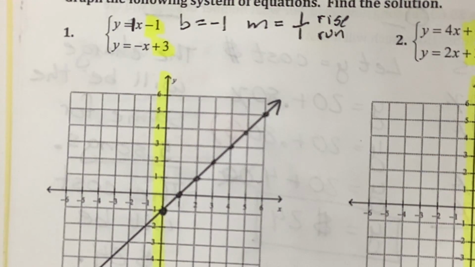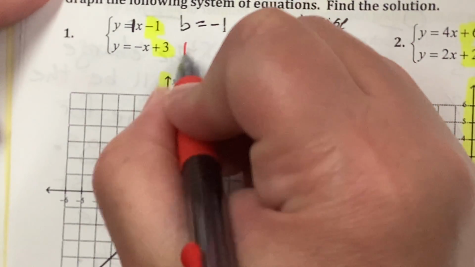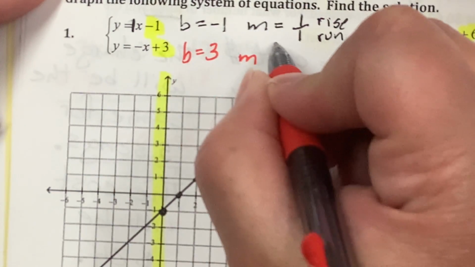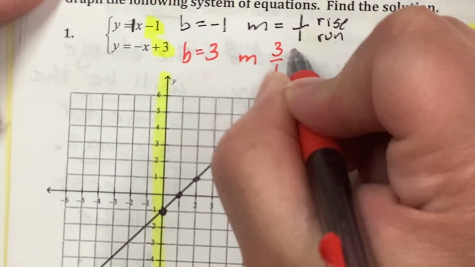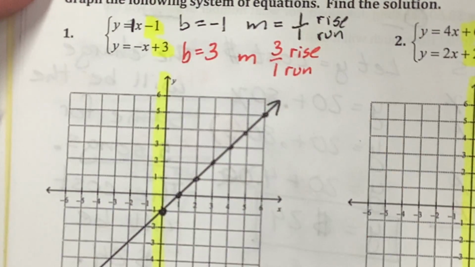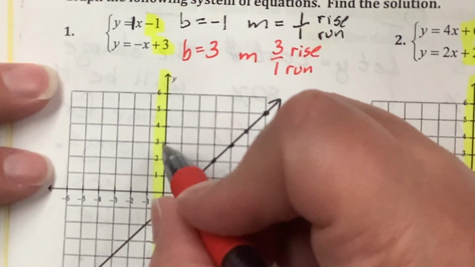I'm going to switch colors. B for this one is +3. And to get more points, I'm going to do 3 over 1. So I'm going to rise 3, and I'm going to run 1. And both of these numbers are positive, so rise and run is positive.